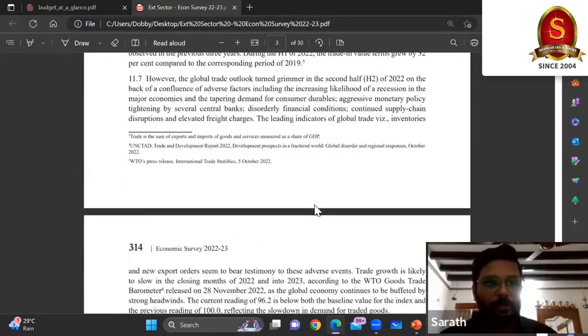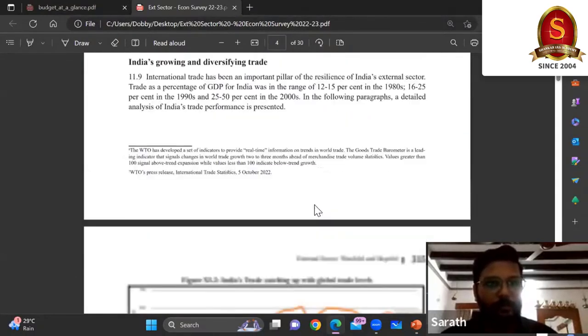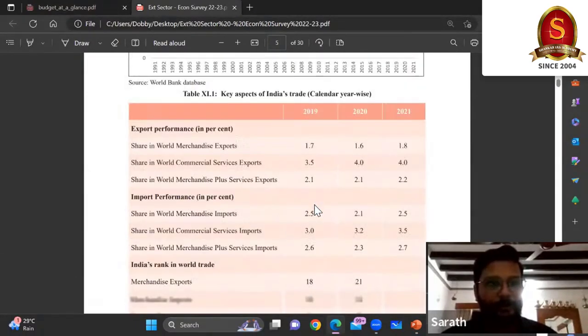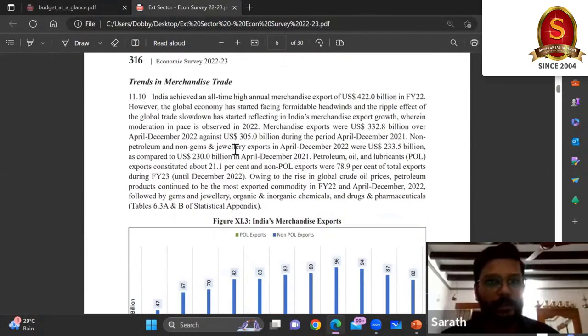But let's take a look at what is given over here as well with respect to trade. So merchandise trade. What exactly is the question that we have asked? The question is, exports of petroleum, oil and lubricants constitute about half of the total exports in terms of value. Petrol, oil and lubricants exports constitute around 20%.